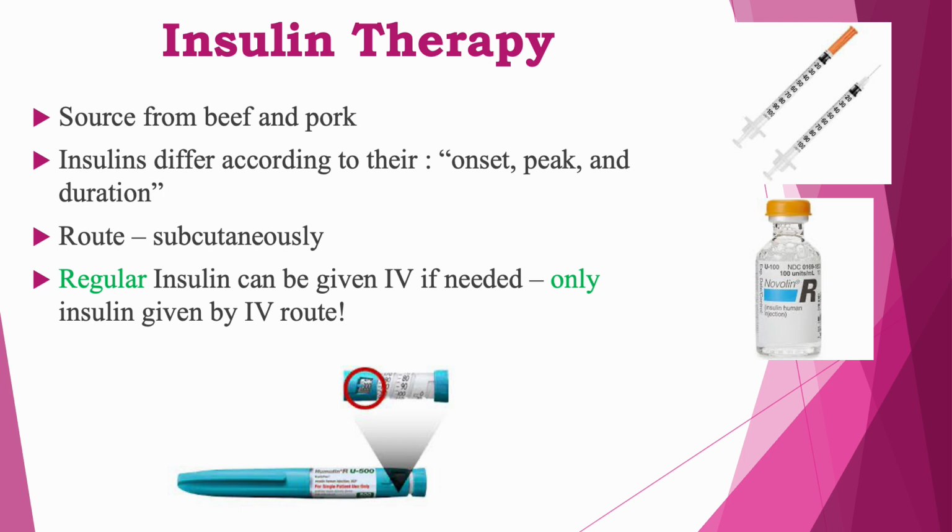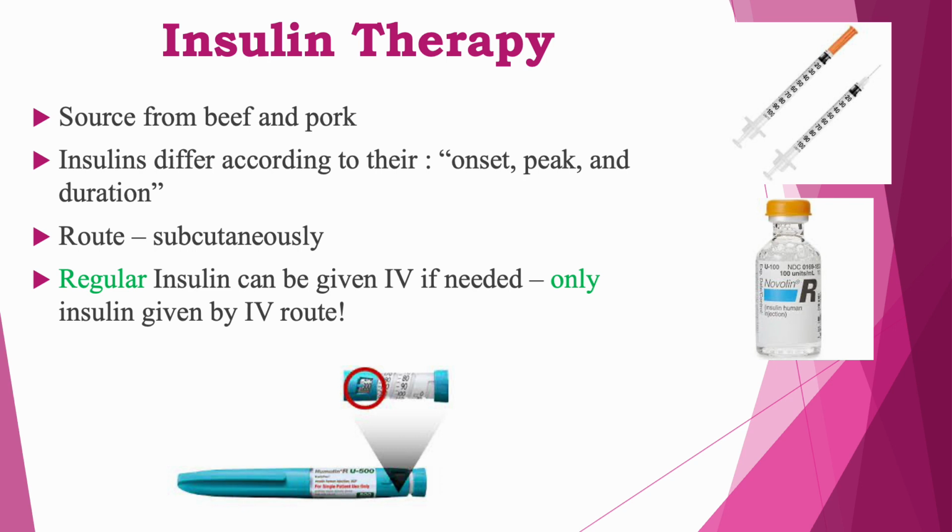Insulins are going to vary according to how fast they work and how long the effects last. So that's going to be the action, the onset, peak, and the duration. So that's pharmacodynamics, the kinetic movement of the medication through the body. So we're looking at rapid acting, short acting, intermediate, and long acting.